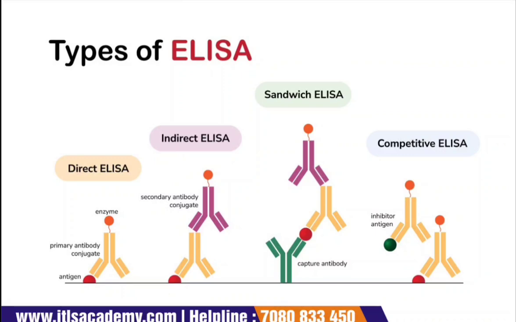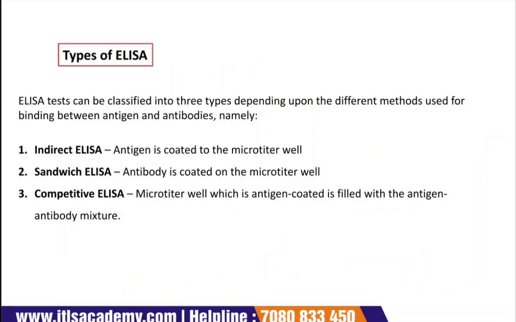Okay, now let us understand this in detail, and we'll take the different types of ELISA. The ELISA test can be classified into three types, depending upon the different methods used for binding between antigen and antibodies. The first method is indirect ELISA, the second is sandwich ELISA, and the third is competitive ELISA.